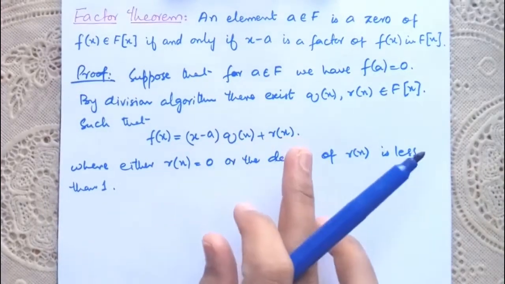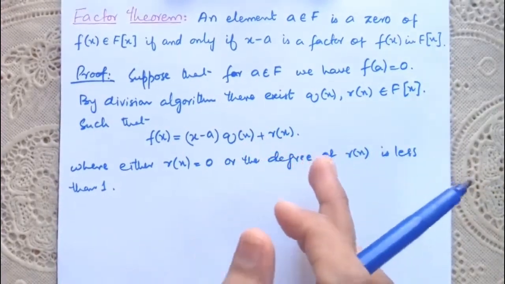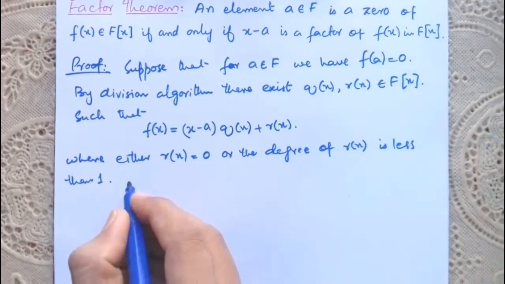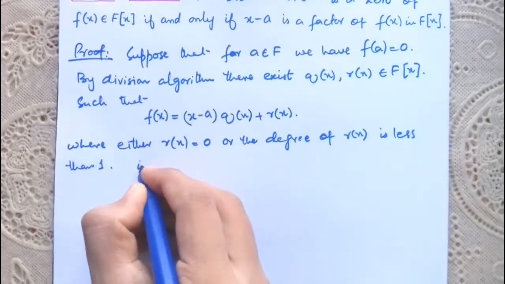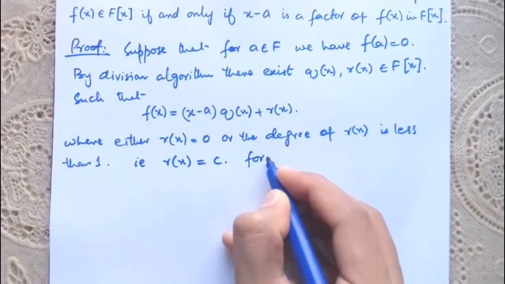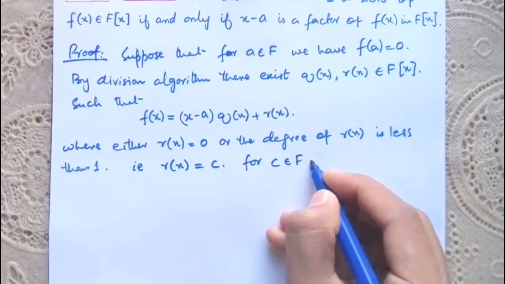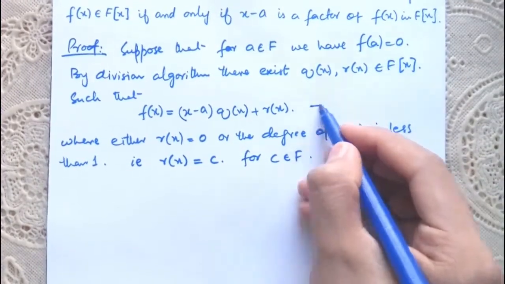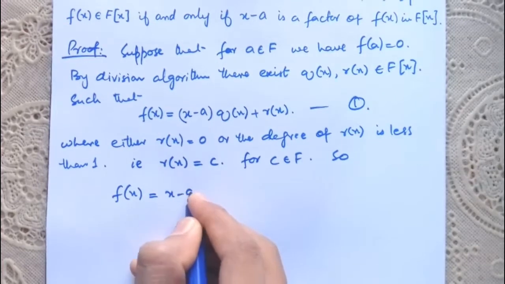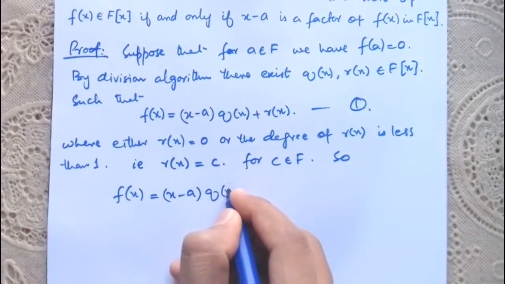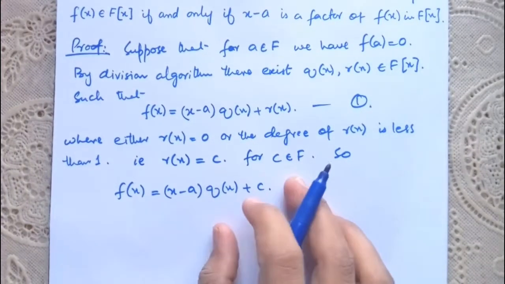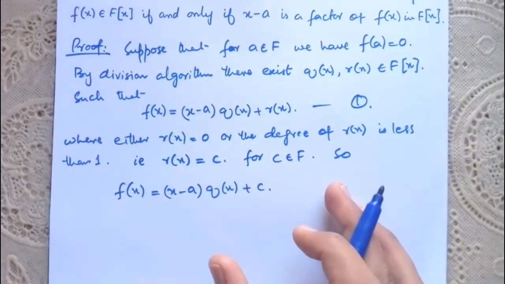And the degree of r of x is 0, it means that r of x is a constant, right? So it means that r of x is a constant c belongs to F. So equation 1 becomes f of x is equal to x minus a times q of x plus c, right? Now let's see a new term, evaluation homomorphism.